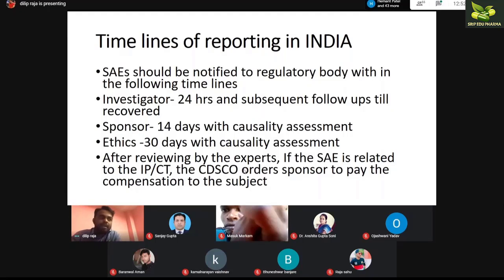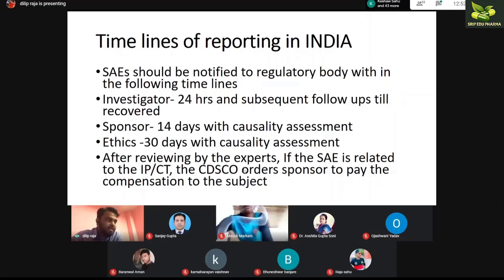regulatory authority. But what needs to be reported is if that erythema requires hospitalization of that particular subject, meaning the erythema becomes too severe and the patient was hospitalized because of it. Then that event should be reported to the regulatory authority, which is CDSCO.